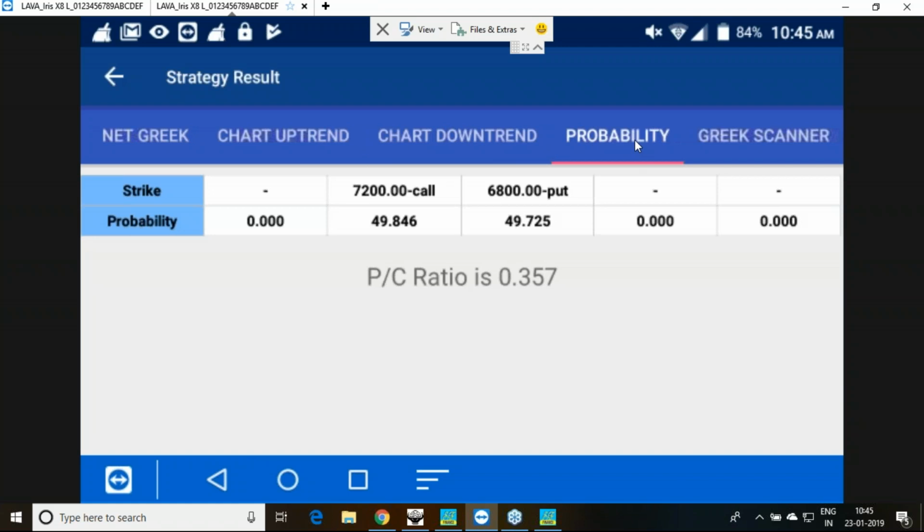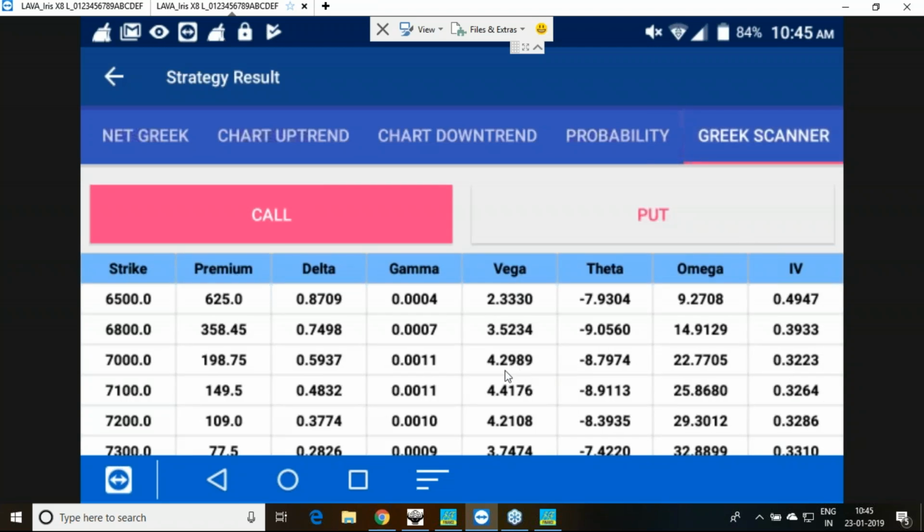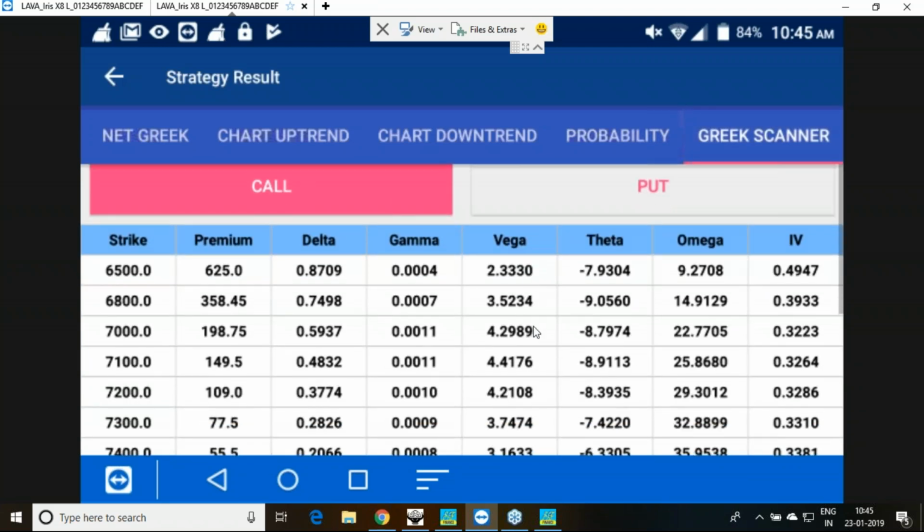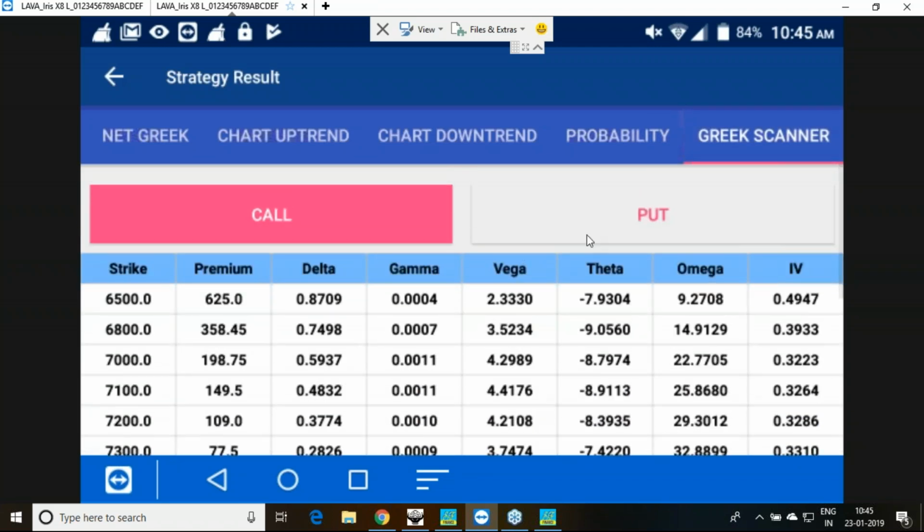And we have also given one probability parameter here: what is the probability that these call options and put options can become in the money? Here these call options and put options have almost 50% as their probability parameter to be in the money. And here there is a grid scanner, which gives you the Greeks of the call and put options. So all these features are there.